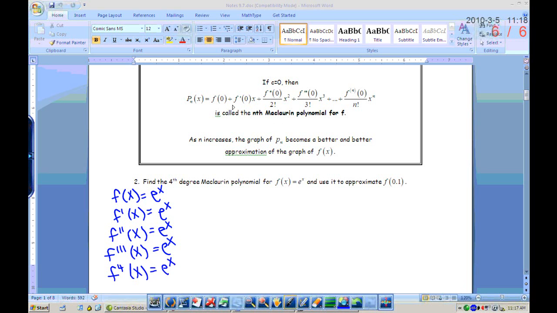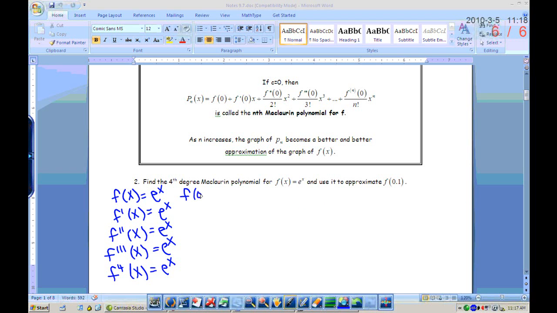Now my formula says I'm going to need to evaluate all of these derivatives at x equals what? Not yet. For the Maclaurin polynomial, we evaluate the derivatives at 0. Okay? Once we get my polynomial, then I'm going to plug in a 0.1 for x. And guys, I know that e to the x is the same thing all the way down, but I think it's good to get in good habits of organizing your work here.